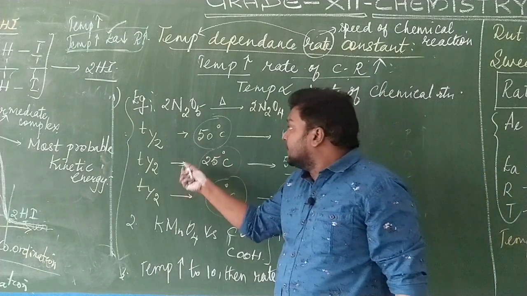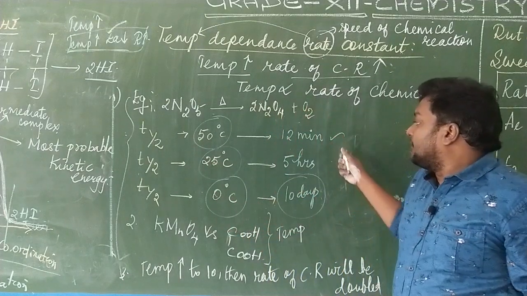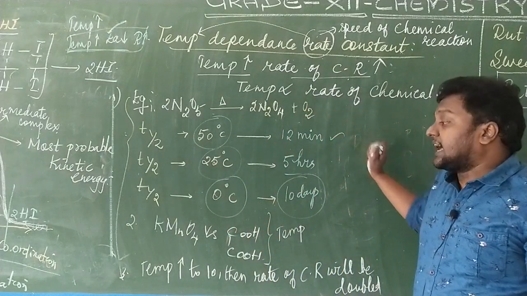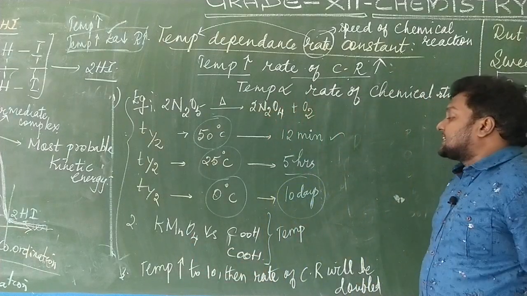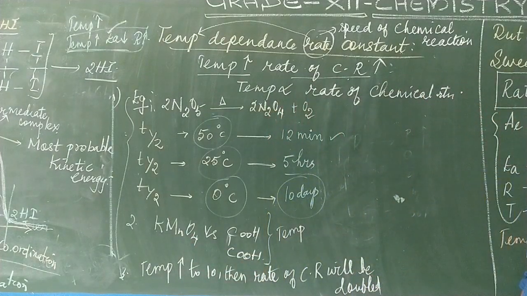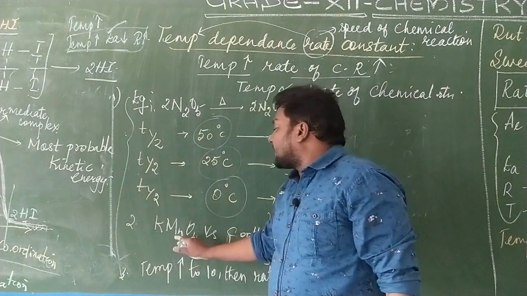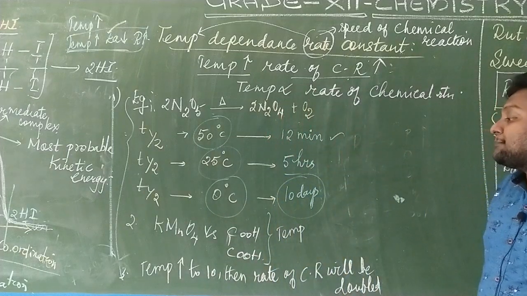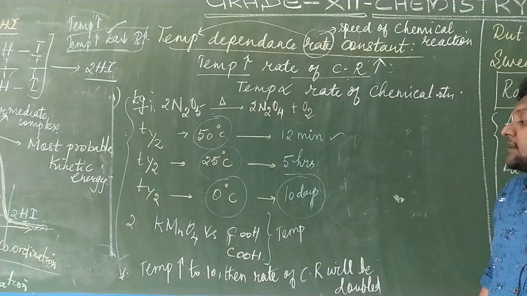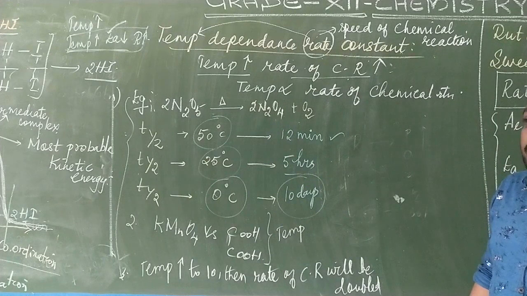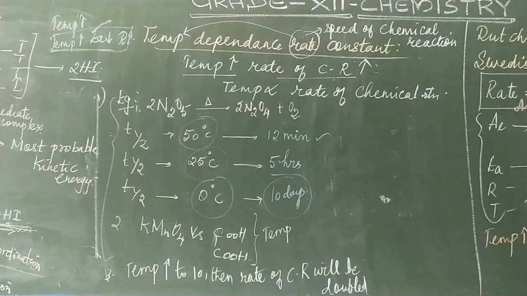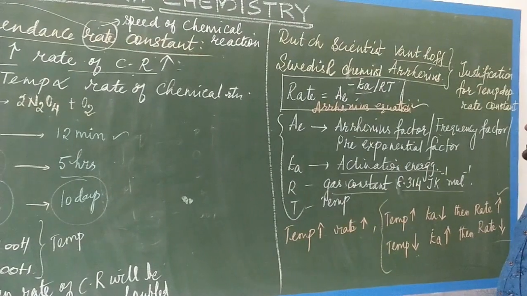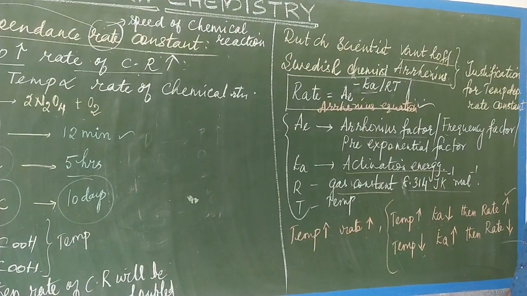அதுக்கு half life-ல different time period-ல எவ்வளோ நேரத்தில் the reaction is taking place I have given. Second example is potassium permanganate versus what? Oxalic acid. So for oxalic acid, we have to maintain the bearable warmth temperature that decolorizes the potassium permanganate. Then whenever there is increase in temperature by 10 degrees, automatically the rate of the chemical reaction will be getting doubled. Then Dutch scientist Van 't Hoff and Swedish chemist Arrhenius, they proposed the concept of temperature dependent rate constant.